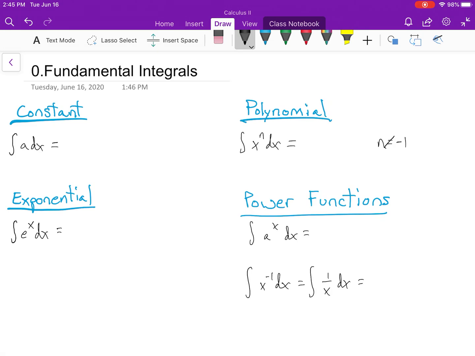And so the first case is the integral of a constant. Here it's the integral of a dx, where a is a constant, and this is ax plus c. The polynomial: you can have the integral of x to the n power, where n is not -1. And this is the integration power rule, which is x to the n plus 1 power divided by n plus 1. So add 1 to the power and divide by that new power, plus some constant c.